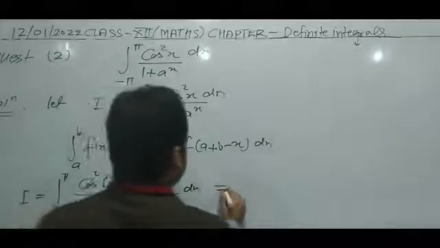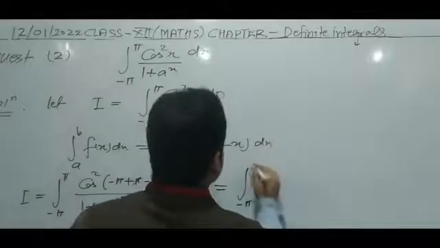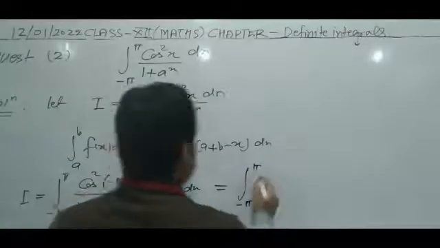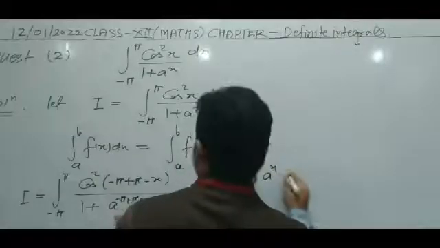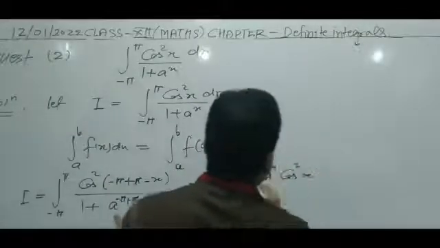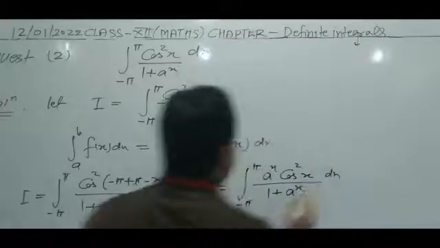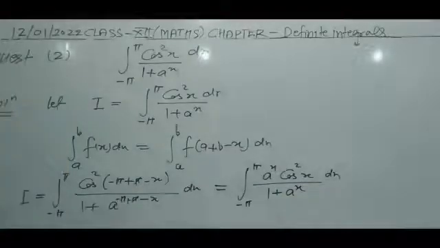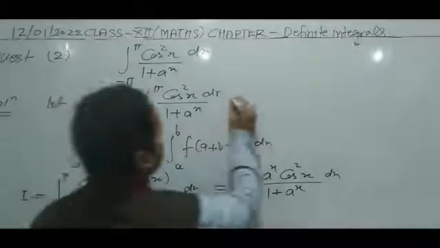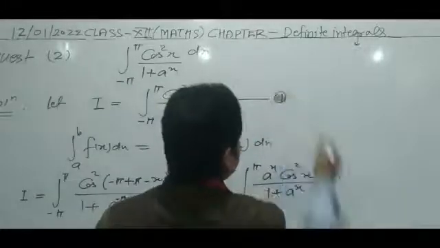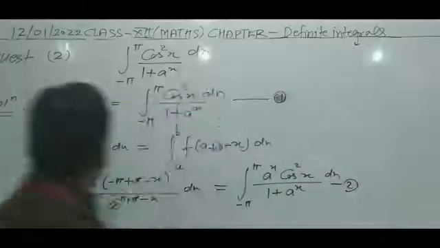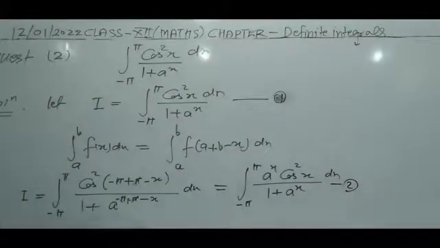We can write this from minus pi to pi, this is minus x, a to the power x cos square x dx whole upon 1 plus a to the power x. Now see what we can write. Suppose this is equation 1 and this is equation 2. Now we are going to add equation 1 and equation 2.